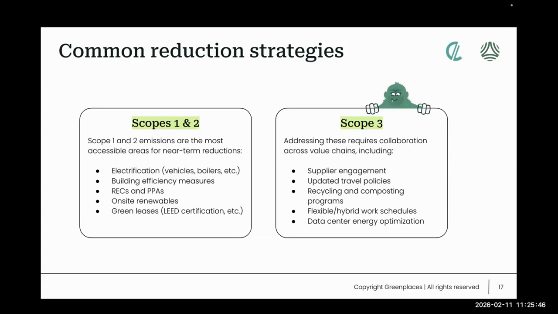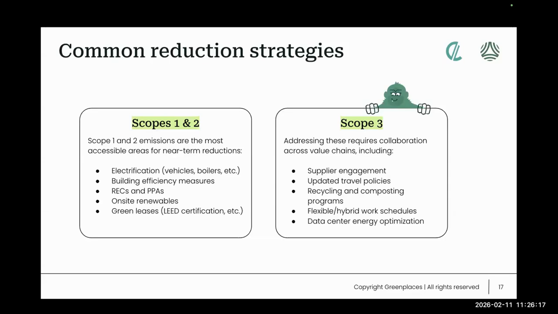But typically, you're looking at things like electrification, building efficiency, renewable energy procurement, as I previously mentioned, either through RECs or power purchase agreements, on-site solar or other generation, a much more viable option than folks think, and green lease provisions. So making sure that tenants and landlords are aligned on incentives on energy. If you're someone who leases, you know that this is definitely a massive problem and requires a fair bit of negotiation and engagement. Scope three is harder.